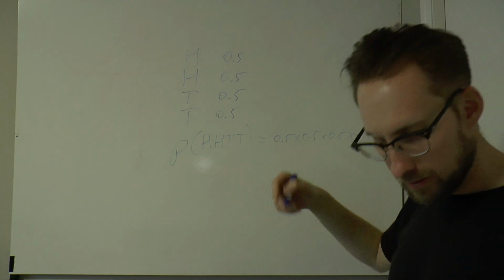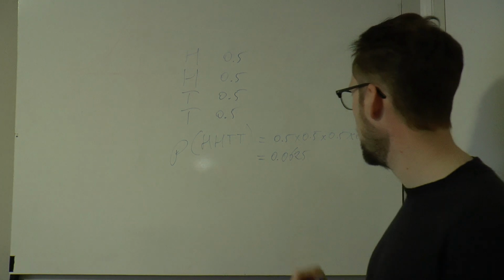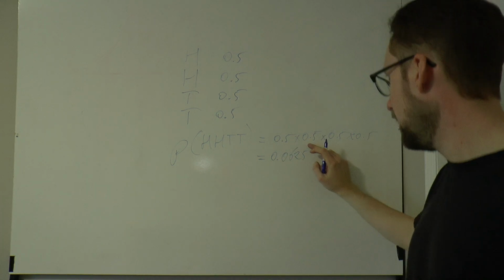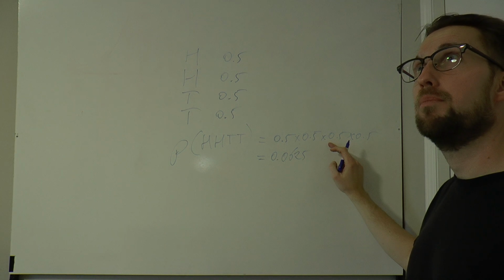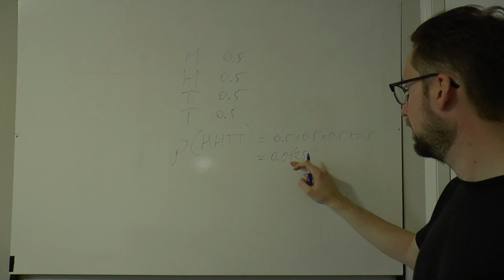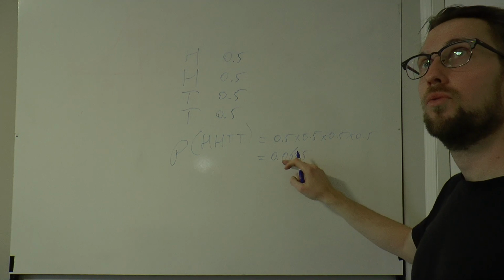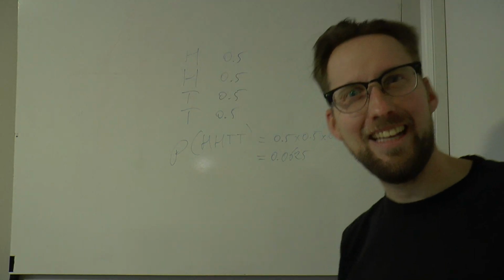Half times a half, etc. Then you get a very small number, 0.0625. A half times a half, that's 0.25. Times a half is what is it? 0.125. Times a half is this. That makes sense. You could, yeah, that's right. Okay, so do the math.